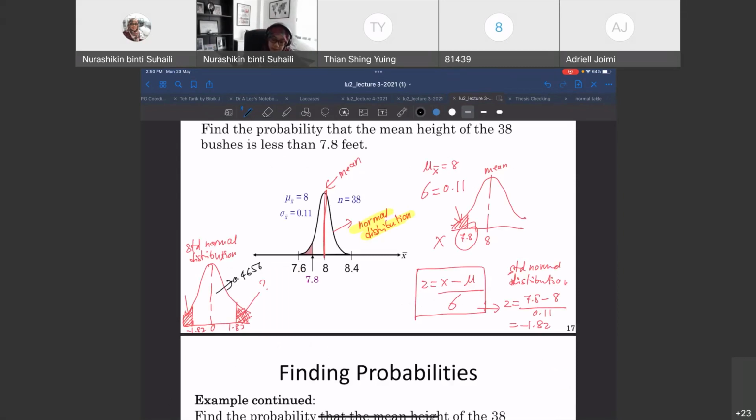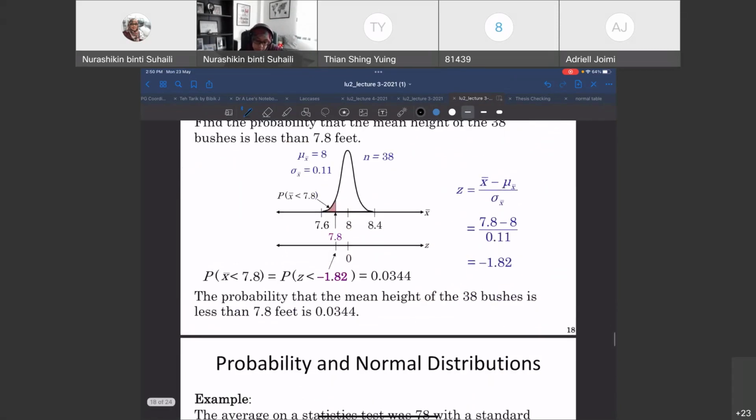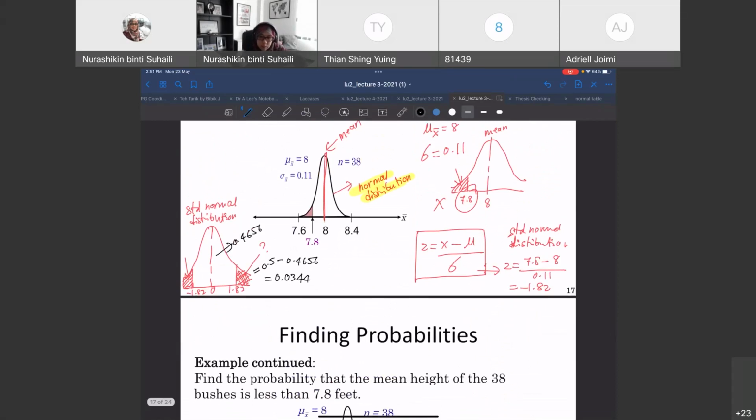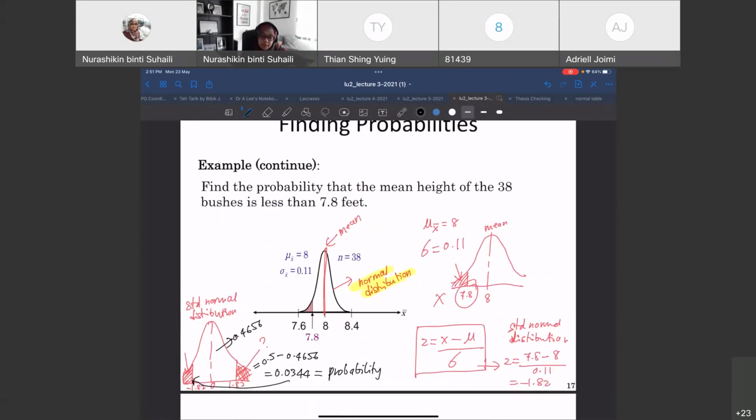And in order to find the tail area here, you know the total area on one side is 0.5, minus 0.4656, that's equal to 0.0344. So that is the area on the right side, which is actually equal to the left side. So that is the area over here. Area is probability. So find the probability that the mean height... so actually this is the answer, 0.034.